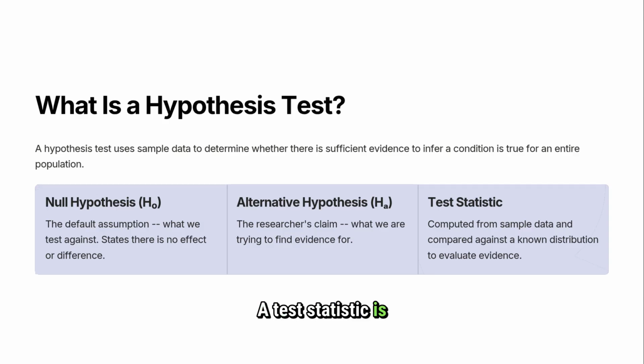A test statistic is then calculated from the sample data and compared to a statistical distribution to measure the strength of the evidence. Based on the test results, a decision is made to either reject the null hypothesis or fail to reject the null hypothesis. This allows decisions to be based on data and statistical evidence rather than assumptions or opinions.